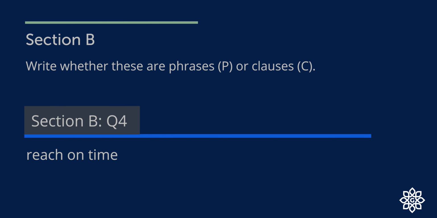Question number 4. Reach on time. Here, there is no subject. So this is a phrase. Question number 5. In this picture. Here, there is no verb and this is a phrase.